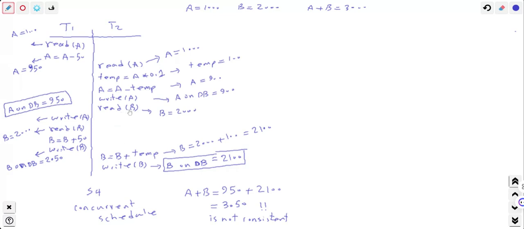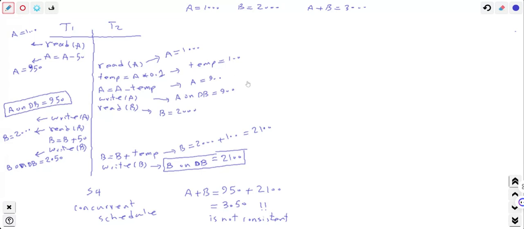Here, T2 read B before this writing, so T2 does not see the change. Okay, Doctor, clear. Thank you so much.